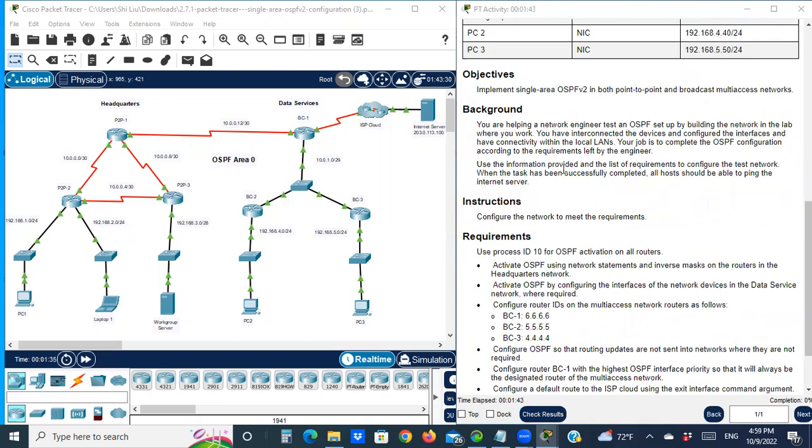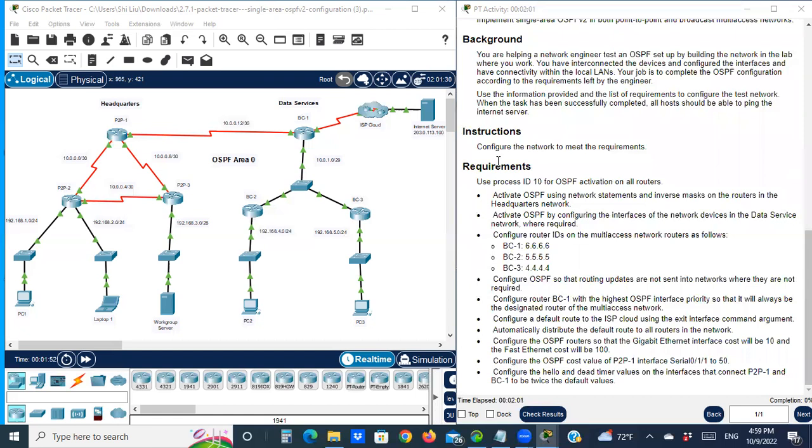Use the information provided and the list of requirements to configure the test network. When the task has been successfully completed, all hosts should be able to ping the internet server. Instructions: configure the network to meet the requirements. These are the requirements. Use process ID 10 for OSPF activation on all routers.